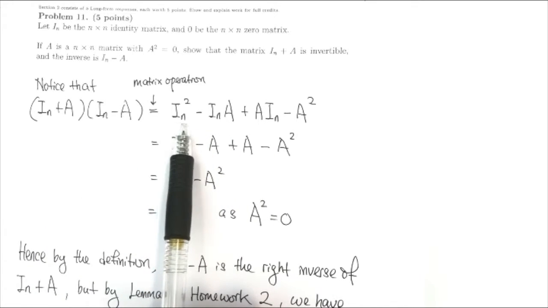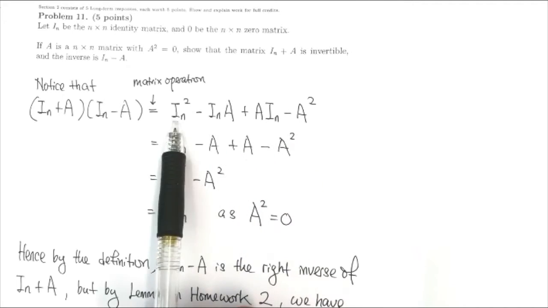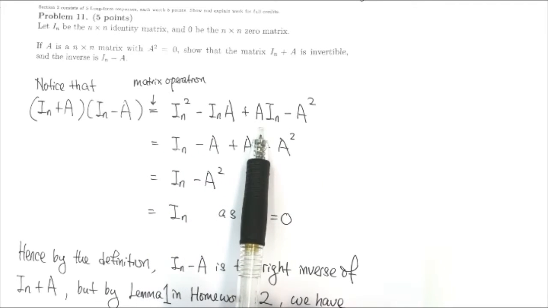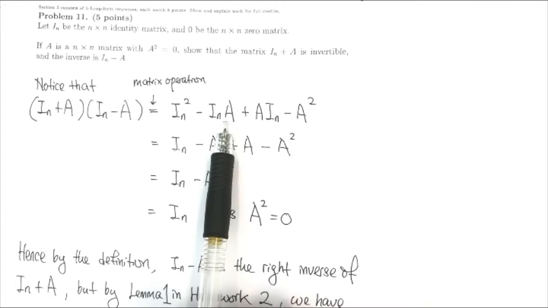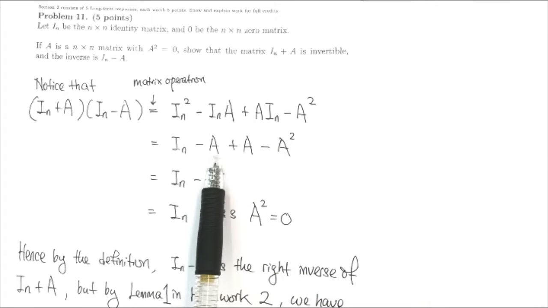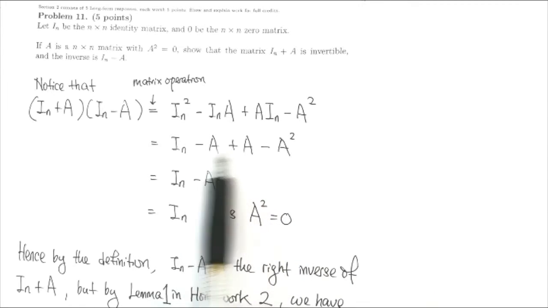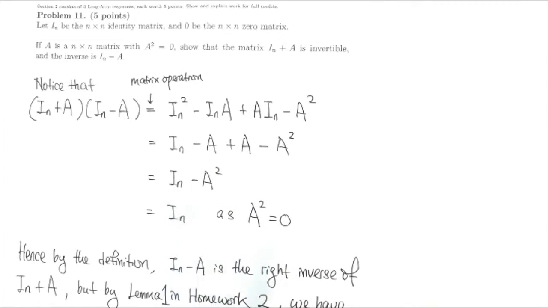And you can see that once you distribute the whole thing out, you have In squared minus InA plus AIn minus A squared. An identity matrix multiplied by any matrix gives that particular matrix. So in this case, we have minus A, and here we have plus A, so they cancel out. And then you have In minus A squared.